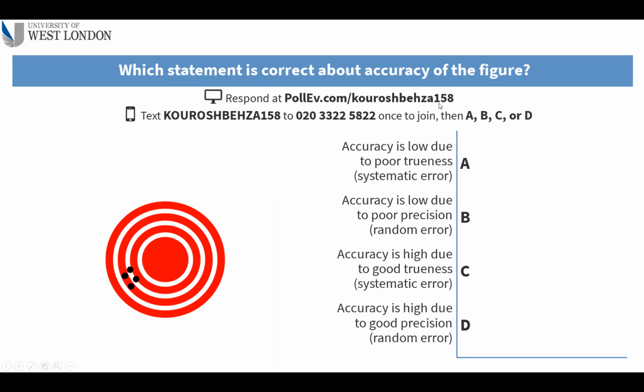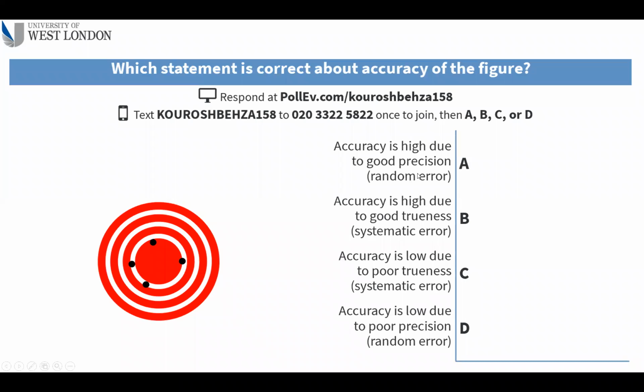To answer this one, please be prepared. You need to go to this link, or you need to text this number. Once you text it, you write this word and then choose one of these options. Text this word to this number with your mobile phone, and then choose one of these options. On the other hand, you can go to this link, and once the question is activated, you choose any of these options.